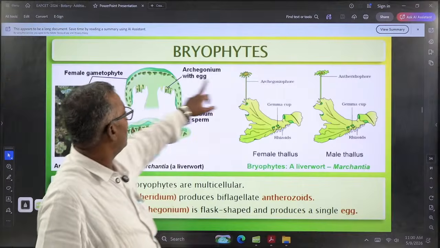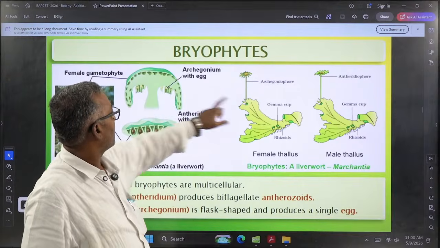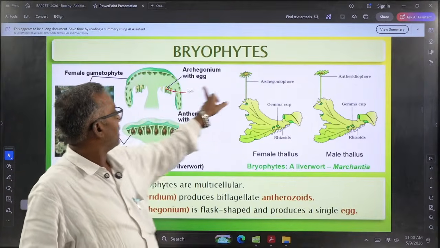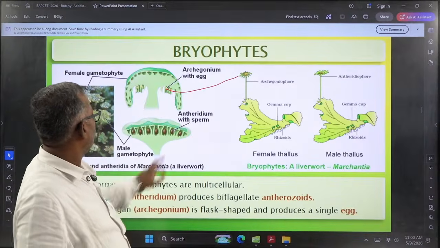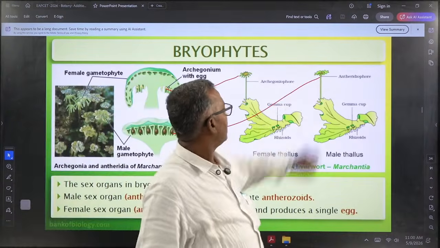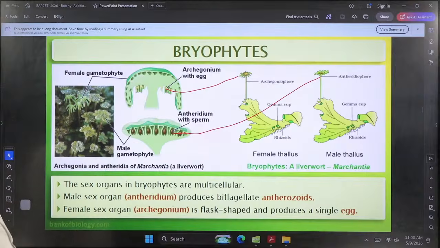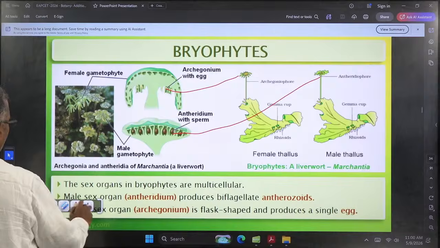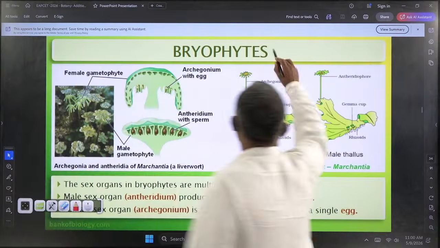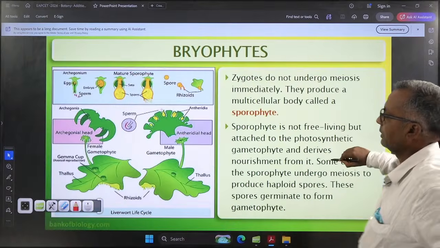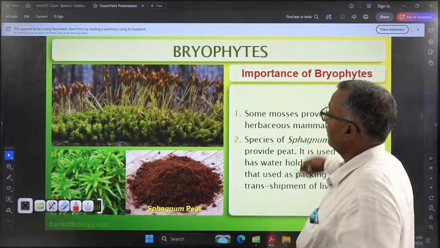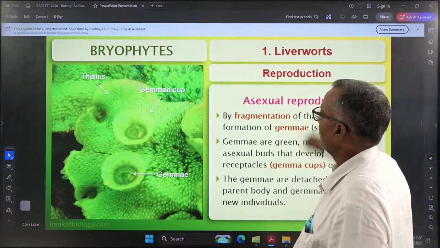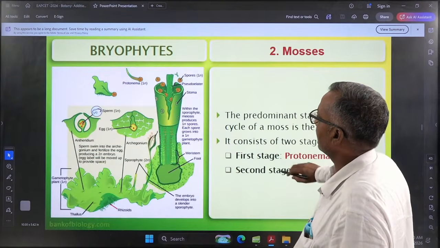Then apart from this, you can check here. Now these archegonia are produced in the archegoniophore. This is archegonia. Then here is the antheridia on the antheridiophore. And apart from this, you can also check their capsule. So I'll show you the capsule so that you'll get more clarity.